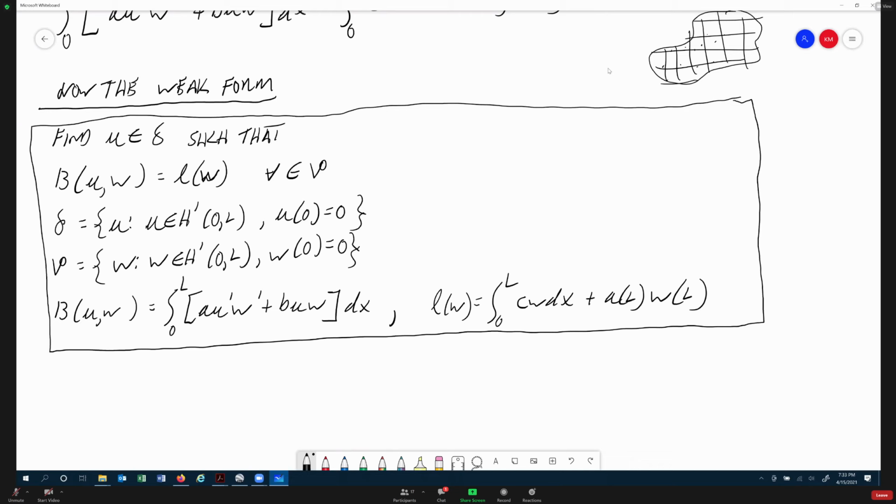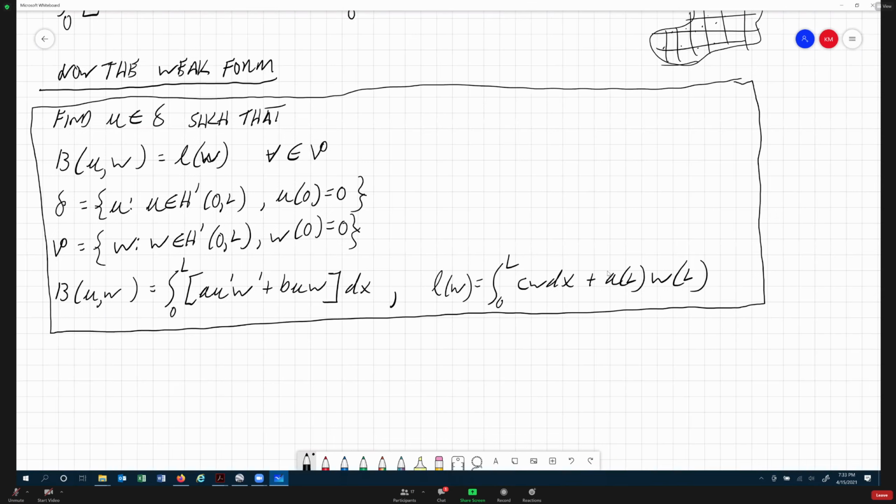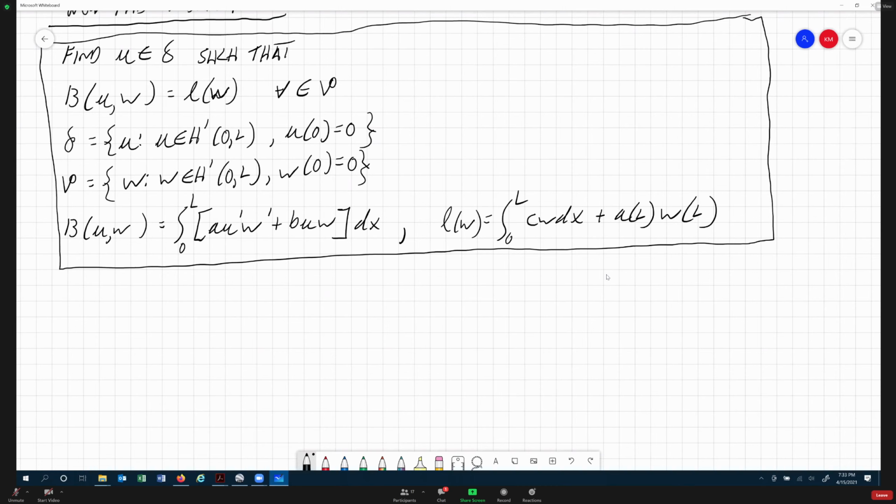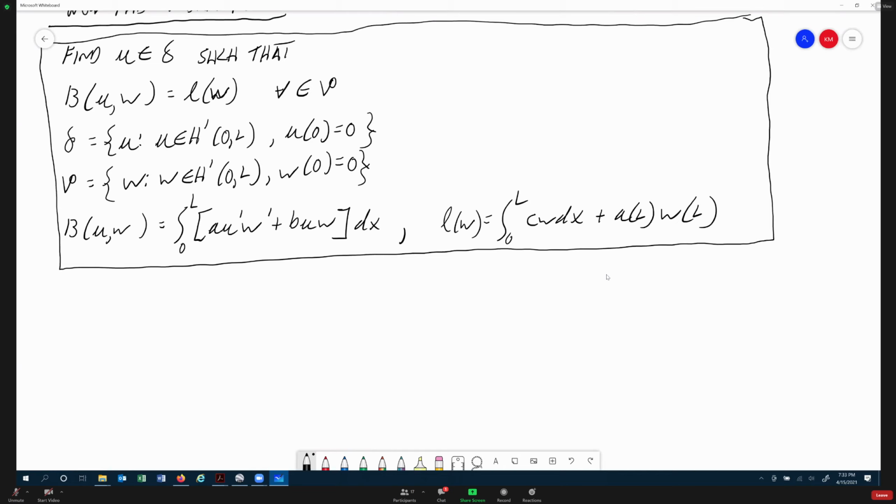And now we need to continue. So we've got our weak form. And now let's write out the variational form of the weak form.